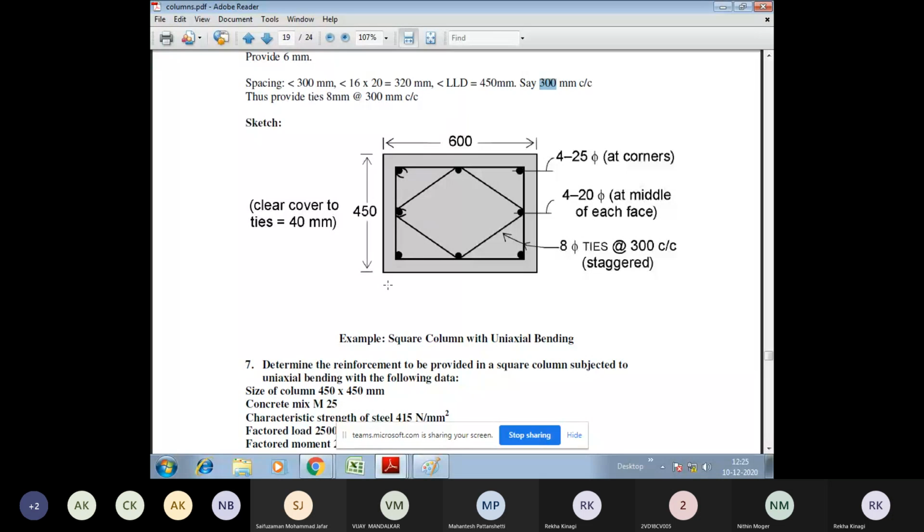Now, out of this column, we are supposed to provide 4 bars at the corners, and those are of diameter 25 mm, and the intermediate bars, which are 4 in number, those are having a diameter of 20 mm. Here the lateral tie is to be placed one for the exterior bars, and for the intermediate bars there should be one more lateral tie to be provided, and clear cover of 40 mm is to be provided.